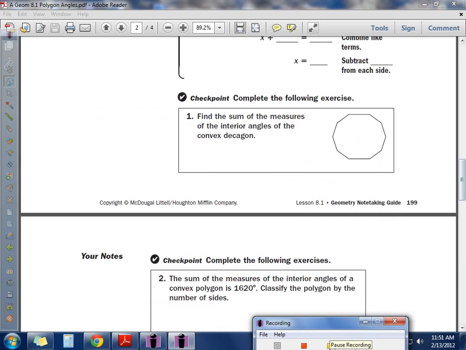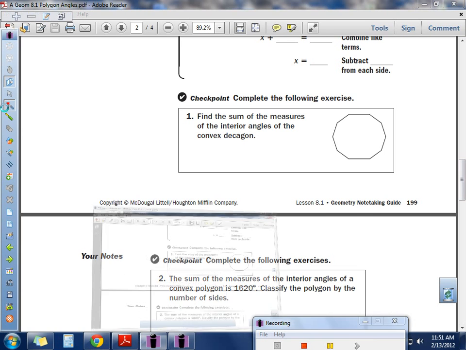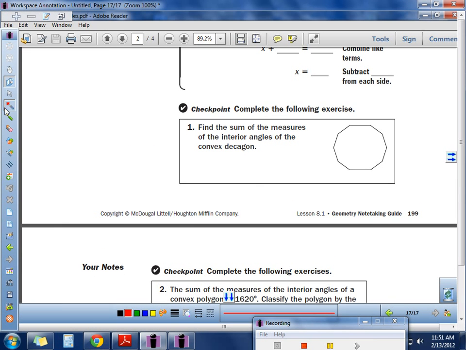All right. On checkpoint 1, it says, find the sum of the measures of the interior angles of the convex decagon. Deca means what? Deca means 10. So this is a 10-sided shape. I'm going to say n equals 10. Sum interior angle formula, once again, is n minus 2 times 180. 10 minus 2 times 180. 10 minus 2 is 8. And 8 times 180 is 1,440.